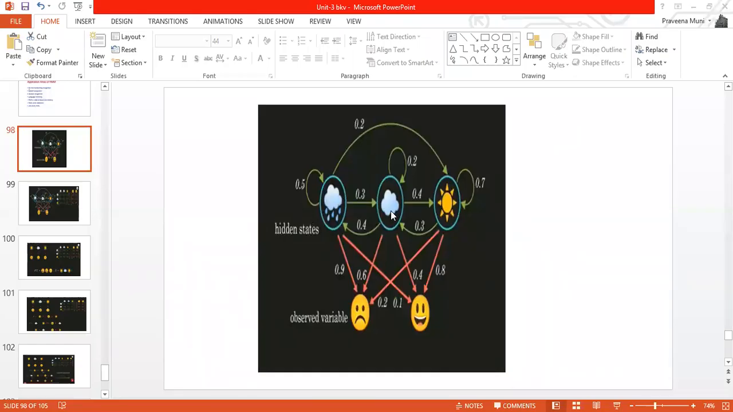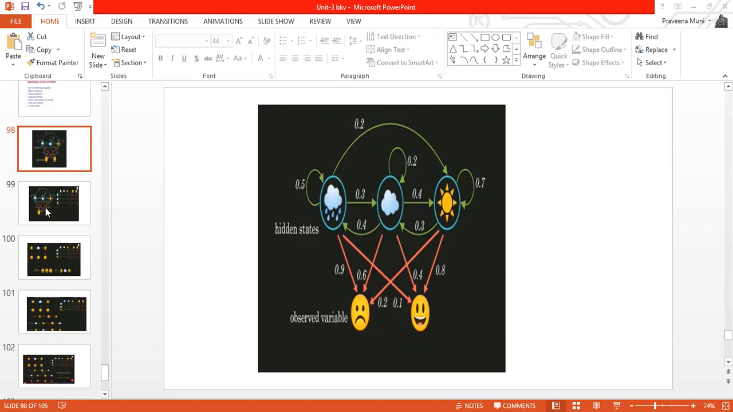So these are the hidden states. These are the observed models. We will only have access to these observed variables. We don't have access to the hidden states. So based on this observed model, we need to predict what the hidden states are.